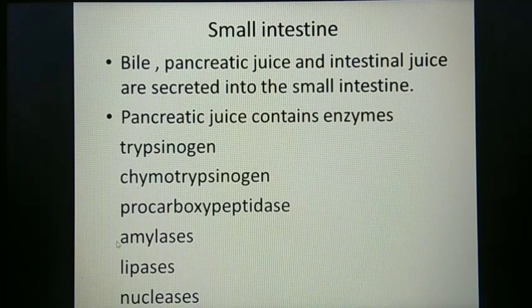Amylase, of course, is a carbohydrate digesting enzyme. Lipase is a lipid digesting or fat digesting enzyme. Nucleases digest the nucleic acids like DNA and RNA. So these are the enzymes contained in the pancreatic juice.